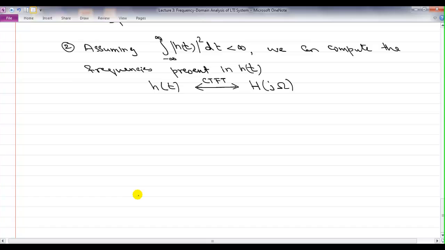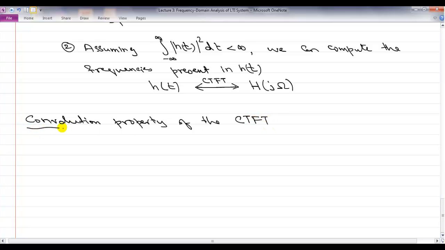But what is the meaning of those frequencies? Because the meaning of frequencies in an input signal is which frequencies are present in it. But an LTI system is not a signal. So what does it mean that the impulse response has these frequencies present in it? For that, we need to look at the convolution property of the Fourier transform, which I'm sure all of you have looked at in your previous course.